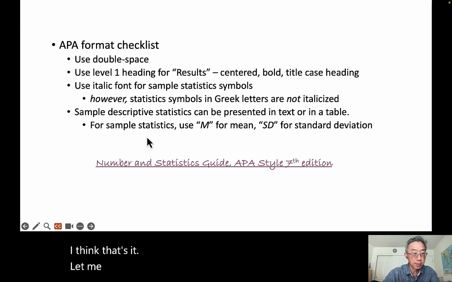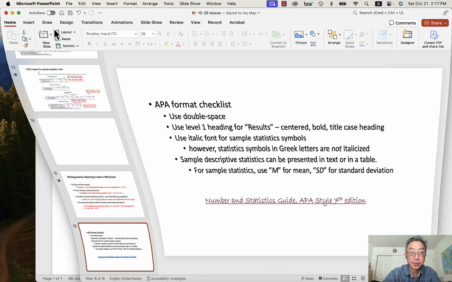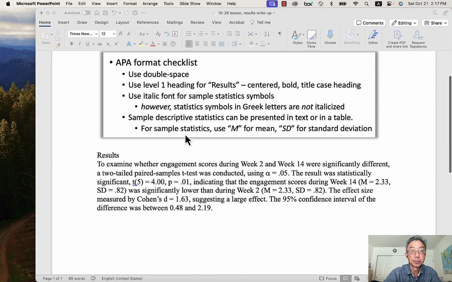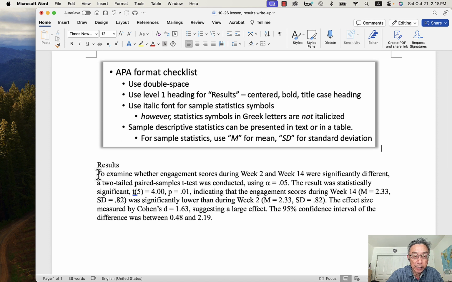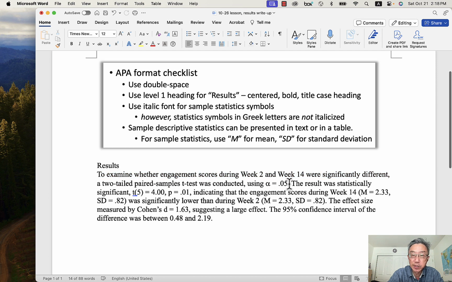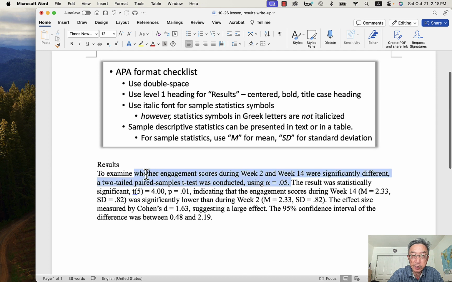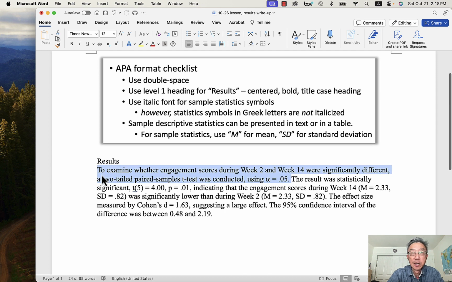Let me exit this part. Oh, no, we need to format this part. So I already have the writing. To determine whether engagement scores during week 2 and week 14 were significantly different, that's the purpose of the analysis. A two-tailed paired samples t-test was conducted using alpha equals 0.05. Right, so that is the purpose of the analysis and what analysis was conducted.